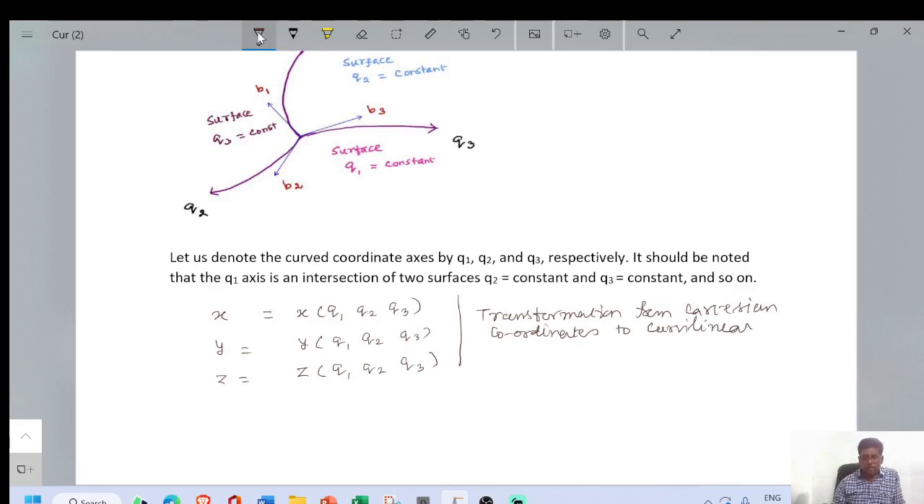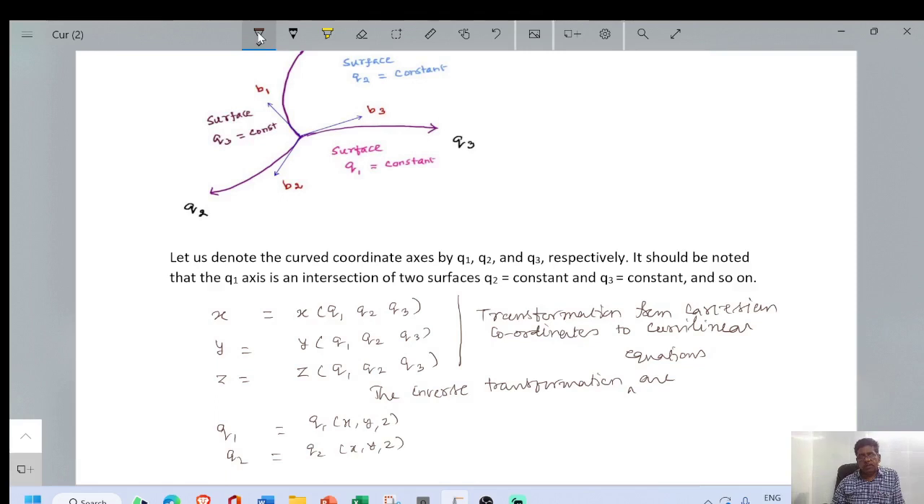Now we have to write the inverse transformation. The inverse transformation equations are q1 equal to q1 of x, y, z, q2 equal to q2 of x, y, z, q3 equal to q3 of x, y, z.